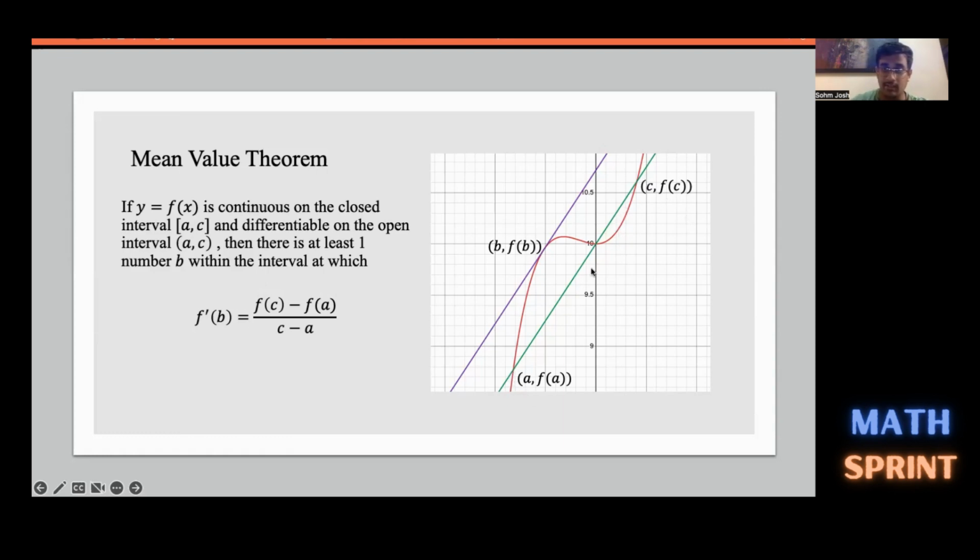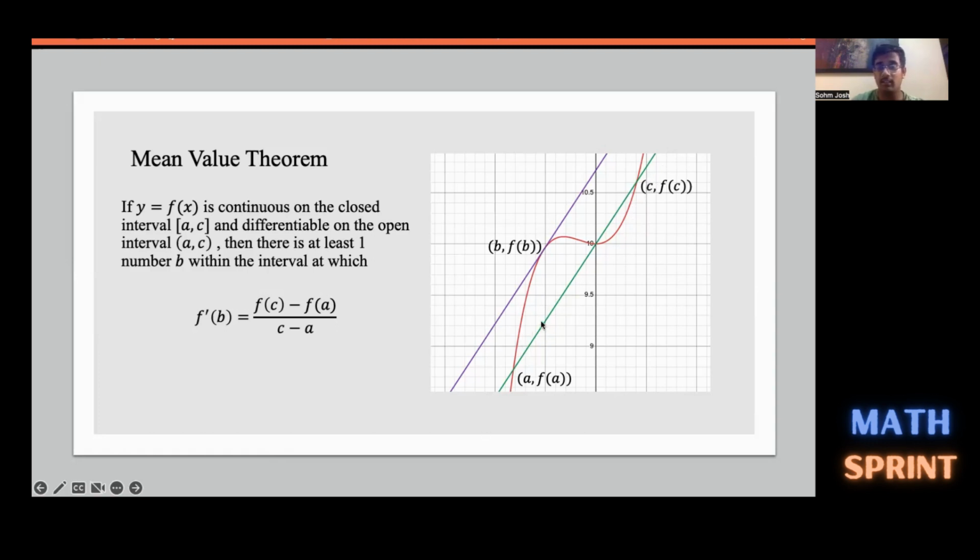So that's the gradient of this green secant. The purple line is actually a tangent to the curve at x equals b, that is at the point b comma f of b. So what the mean value theorem is saying is that it guarantees that for such a scenario, there will be at least one tangent such that the purple line, that is this tangent, is equal to the average rate of change, that is the gradient of the secant line.